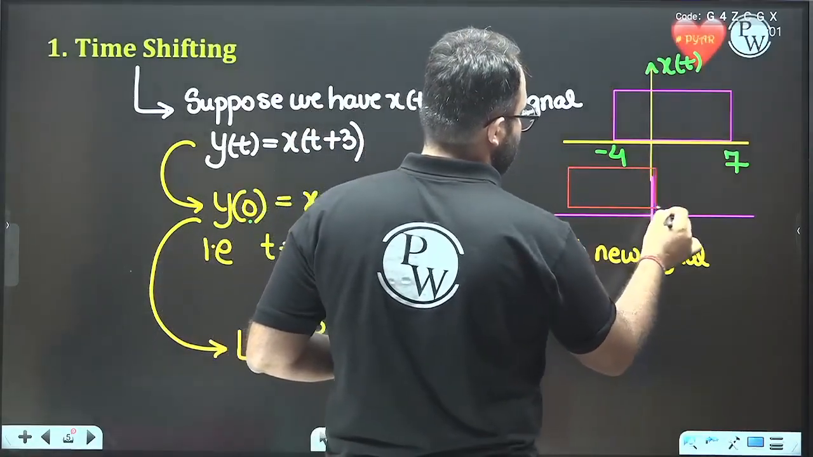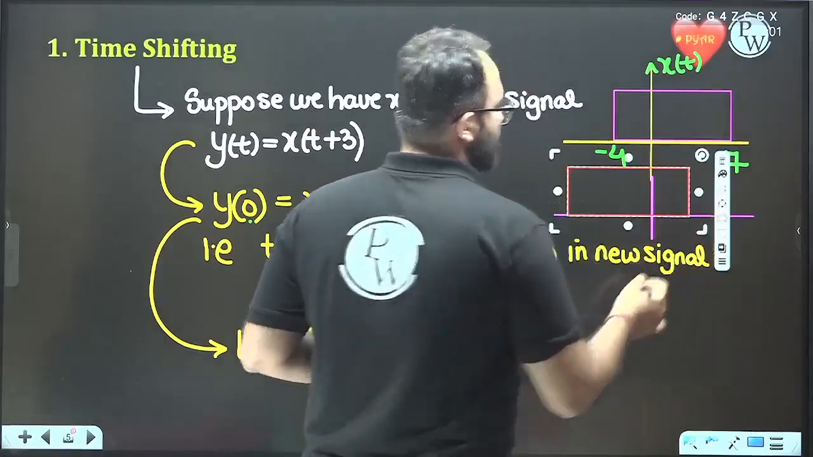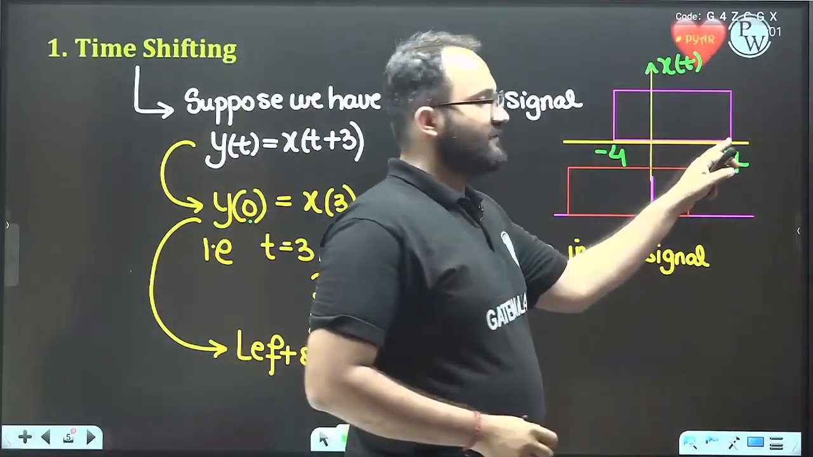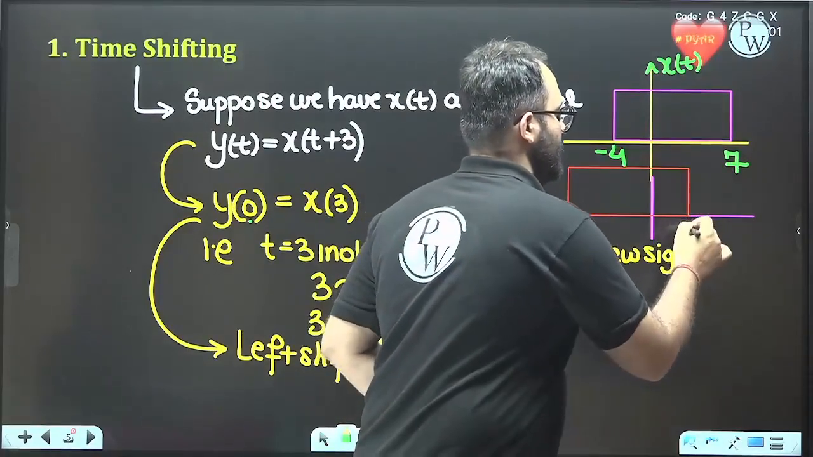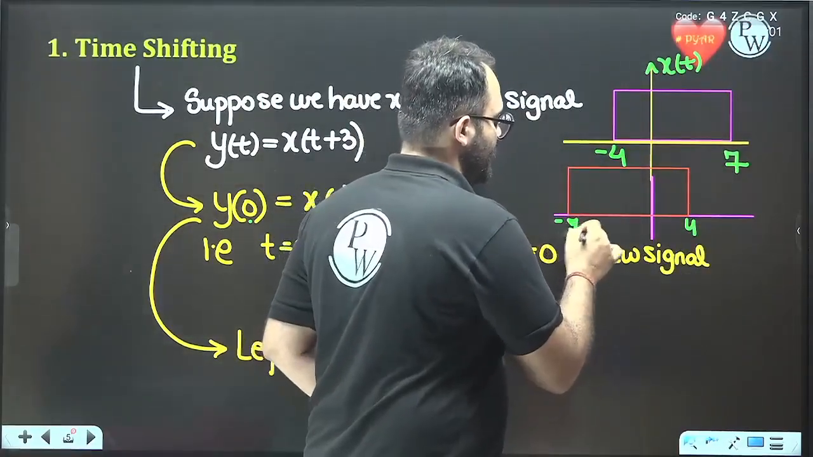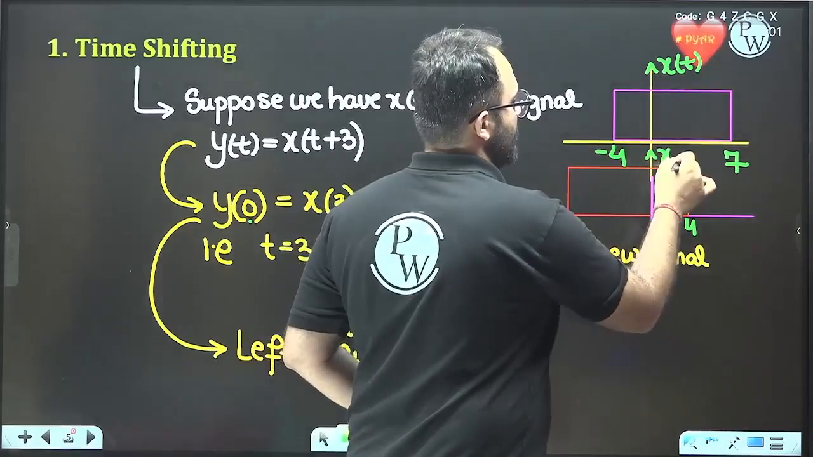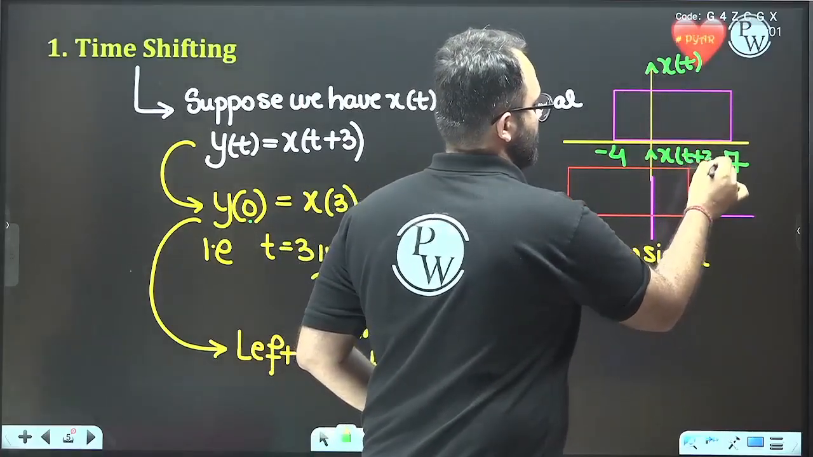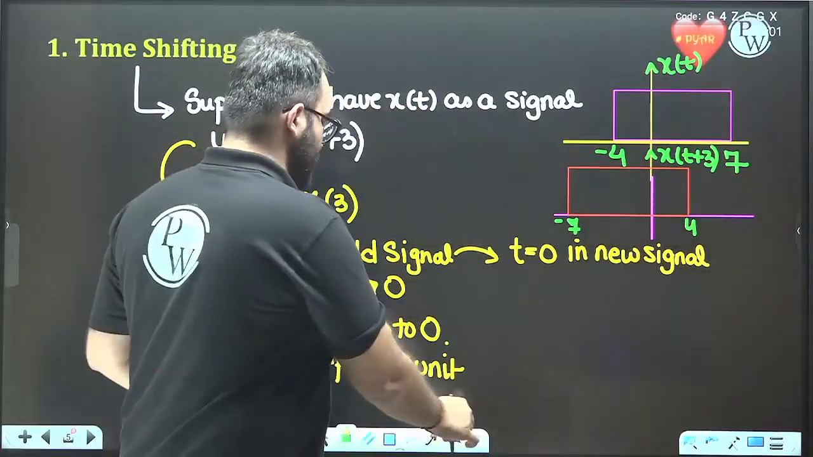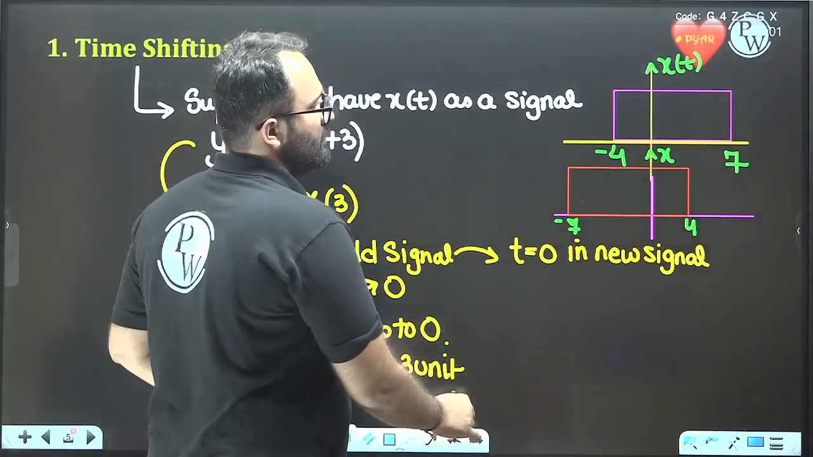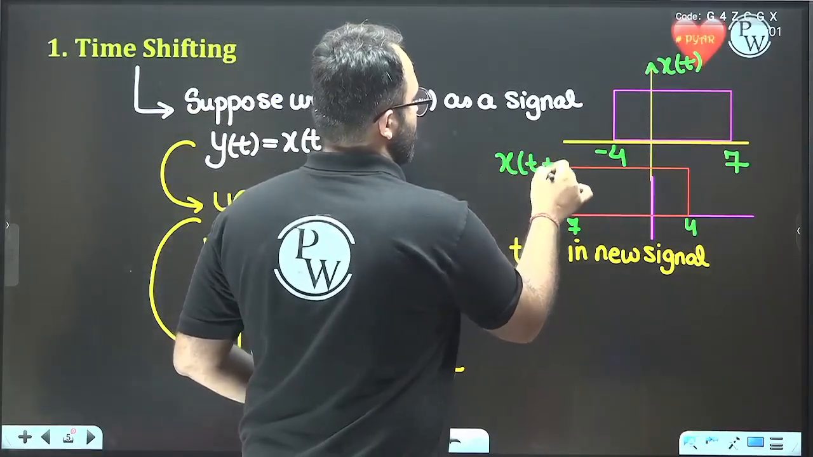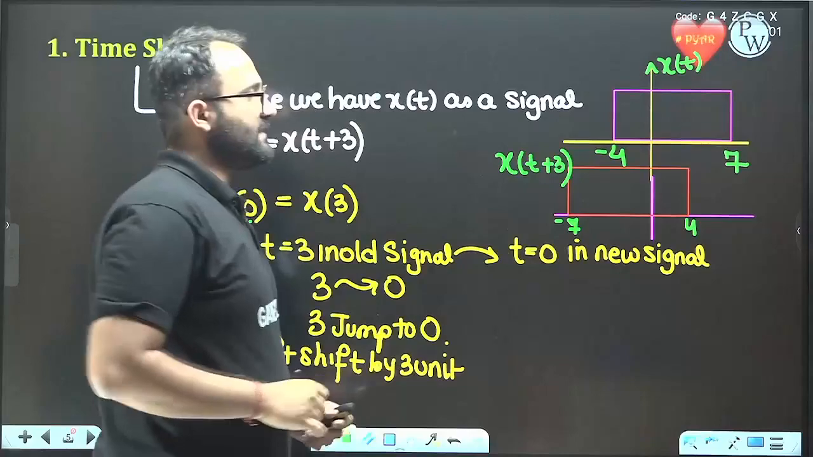Left shifted by 3 means 7 will go to 4 and minus 4 will go to minus 7. So left shift by 3, and this is what is xt plus 3. I hope all of you are able to do it. This signal is xt plus 3.